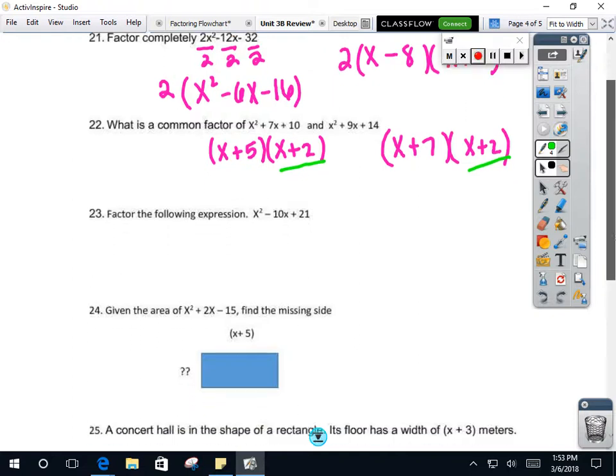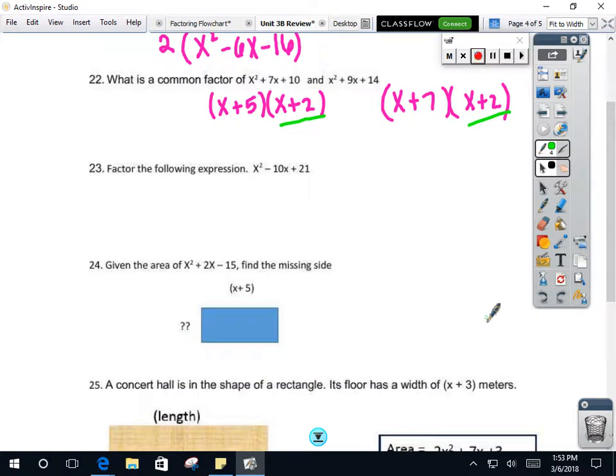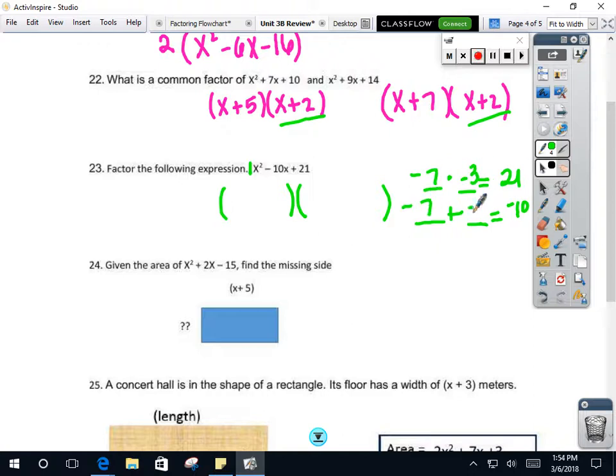All right, number 23. Factor the following expression, x squared minus 10x plus 21. Okay, it's a trinomial. Does the A equal 1? Yes, so you're ready to go right into the bubble method, and we're looking for two numbers that multiply to equal 21 and add to equal -10. What numbers will do that? Okay, they will multiply to a +21 and they will add to a -10. So it's an x minus 7 and an x minus 3, or vice versa.